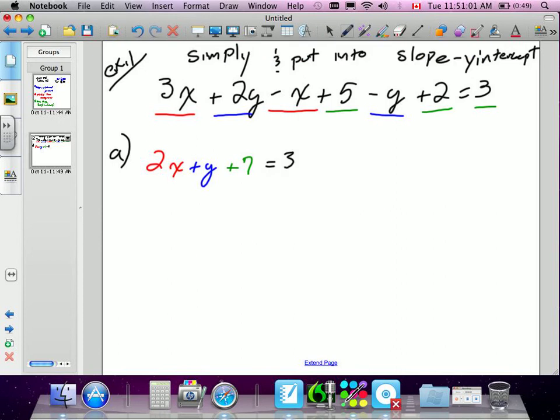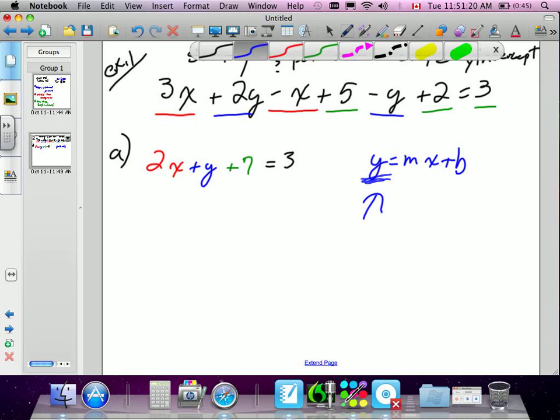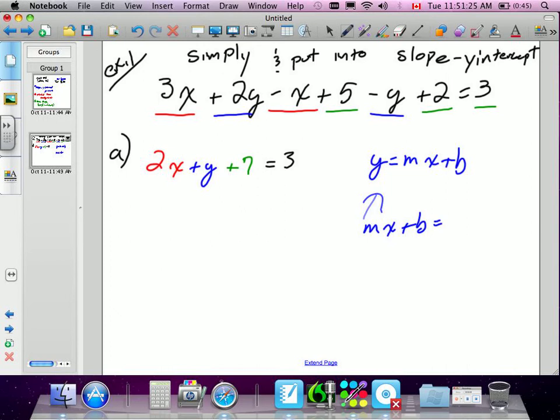Now, in order to put it into slope y-intercept form, if you guys remember, that's y is equal to mx plus b. What's important about this is the y is by itself on one side of the equation. I know it's on the left here, but this same formula can be written the other way. It can be mx plus b equals y. Still the exact same equation. We need to get the y by itself. So in other words, with what I have over here, I want to move the 7 and the 2x over so that y is by itself on this side of the equation.